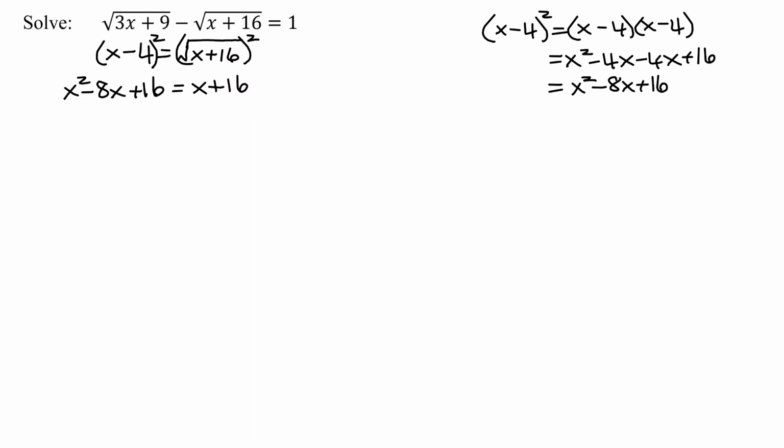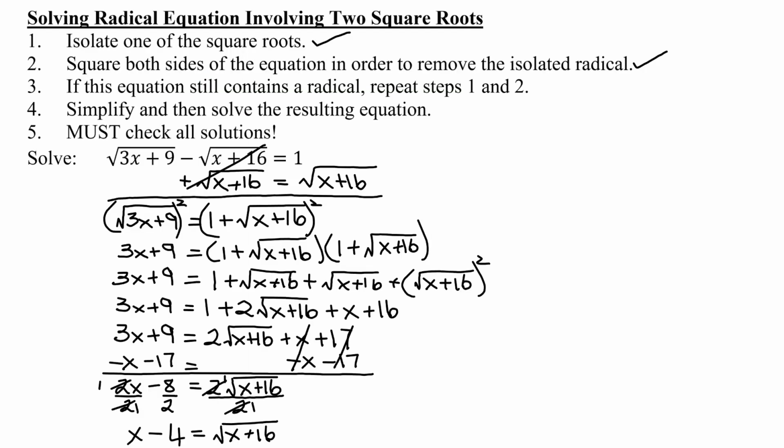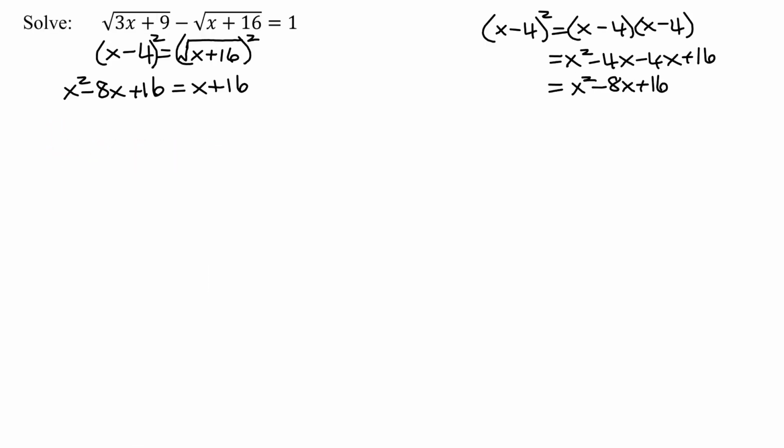So going back to my previous page, I have done step 1 and 2 twice. And now step 4 says simplify and solve the resulting equation, but don't forget you must check for extraneous solutions. So what type of equation is this? It's degree 2, it's quadratic, so I need everything on one side. So I'm going to subtract x from both sides, and I'm going to subtract 16 from both sides.